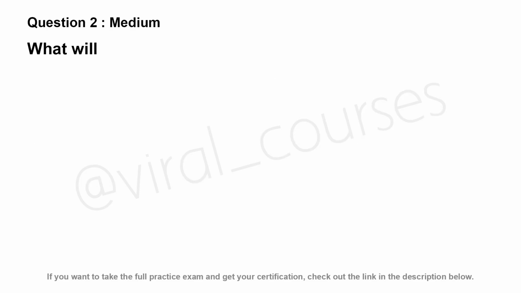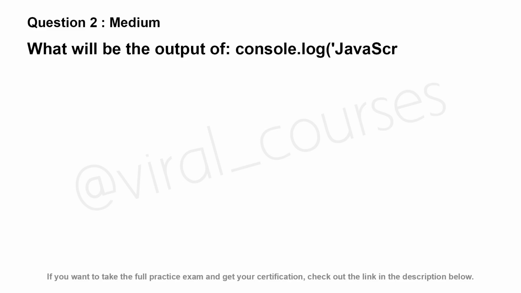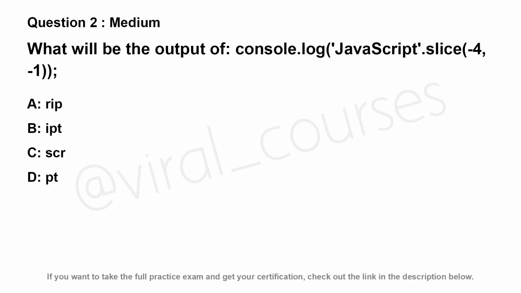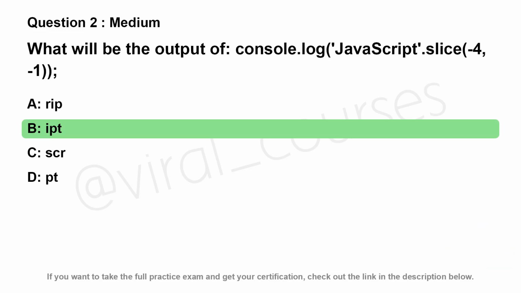What will be the output of console.log("JavaScript".slice(-4, -1))? Option A, RIP. Option B, IPT. Option C, SCR. Option D, PT. The correct answer is B.